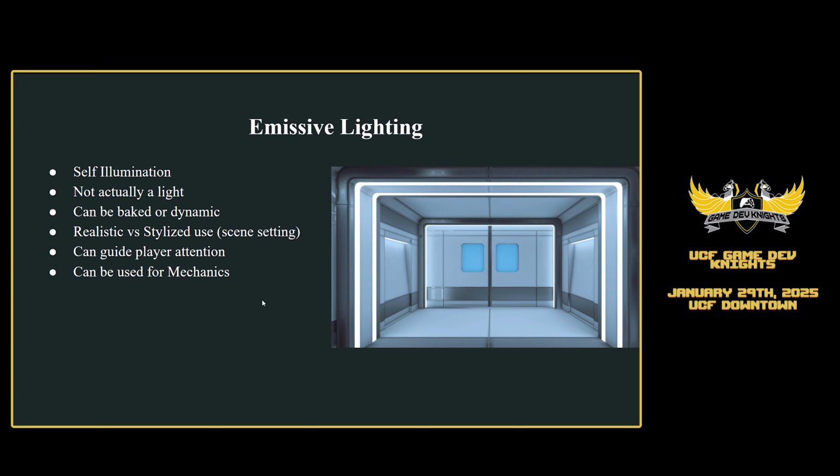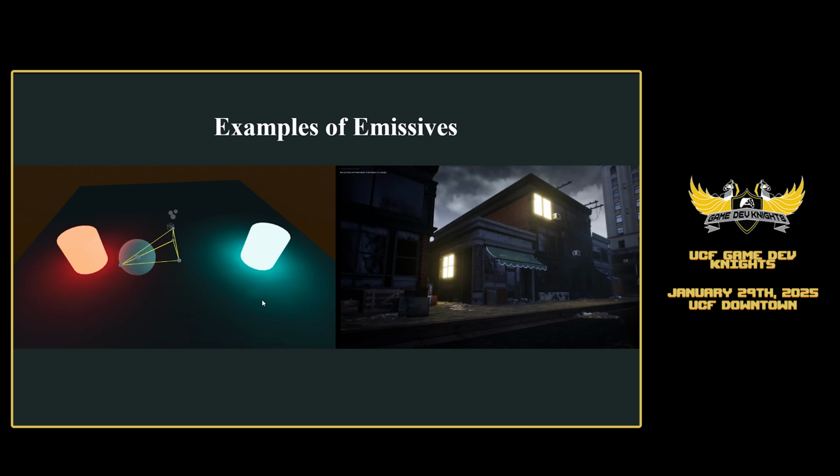These are really, really good for guiding player attention. They're also really good for mechanics, like buttons, light sources, whatnot. And you can use these in a realistic setting or even in a stylized setting. It kind of just depends. Another really common example you'll see is lanterns. They can be an emissive and they're really good. They're really, really cheap.